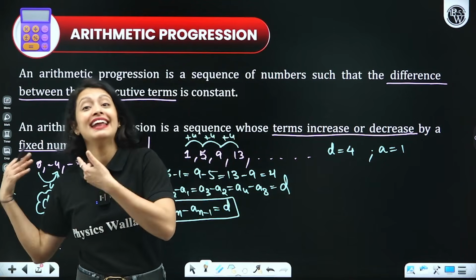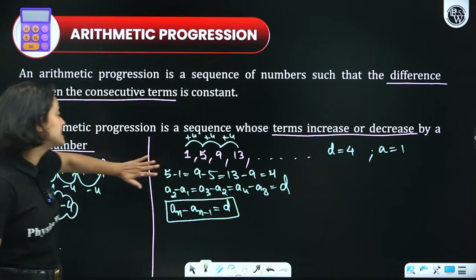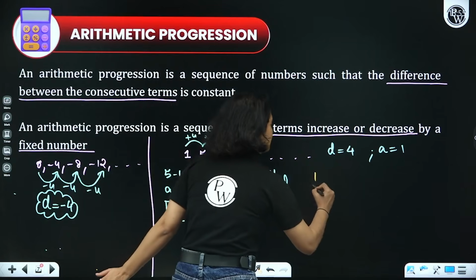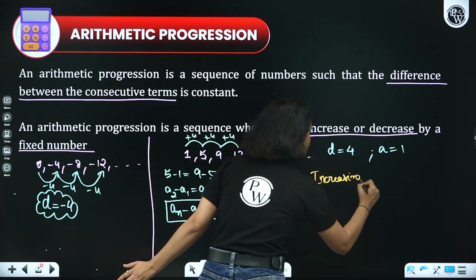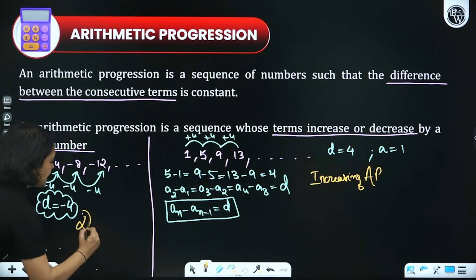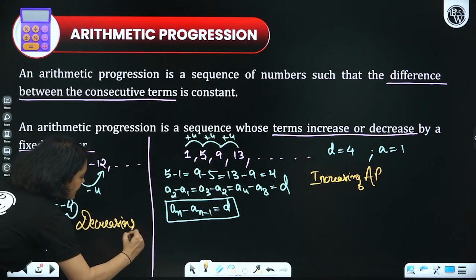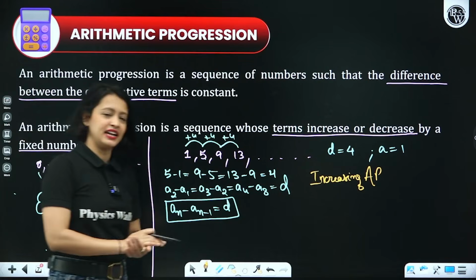It can be -2, right? The only difference between these two APs is that this one here is an increasing AP. Why increasing AP? Because the terms are increasing in ascending order. While this here is a decreasing AP. Here the terms are decreasing, right? But D can be positive, D can be negative.